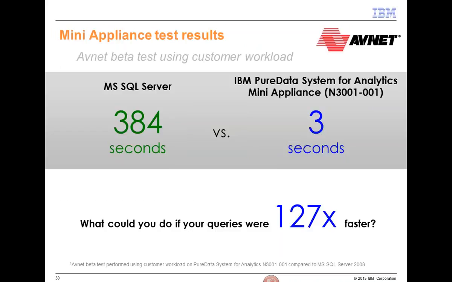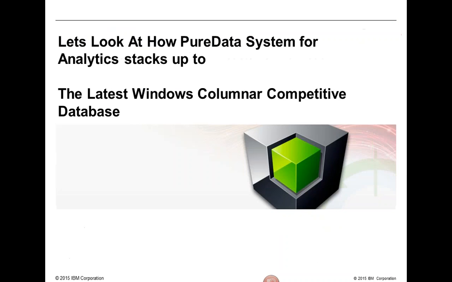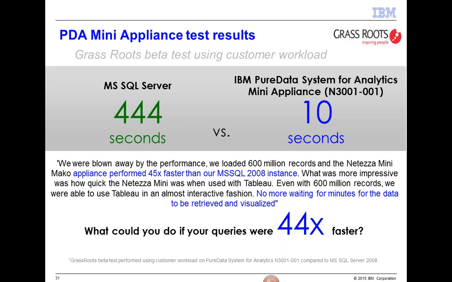So if you look at this, the Mini Appliance, we had an AppNet, and they did their own kind of testing, and they came up with 127x faster. The next slide, Grassroots, the same kind of deal, wasn't as fast, but it was still 44 times faster. So that was 2008. If you look at the SQL Server columnar edition, which came out I think in 2012, we're still faster.